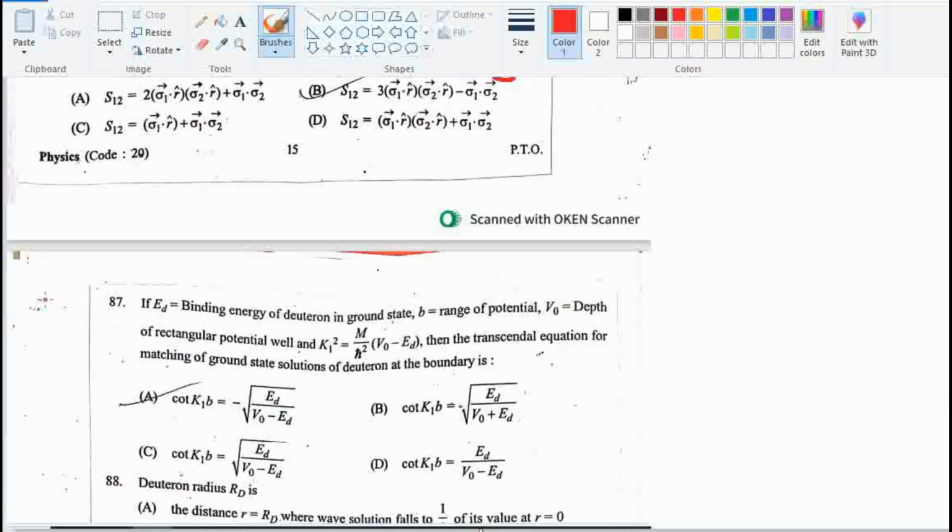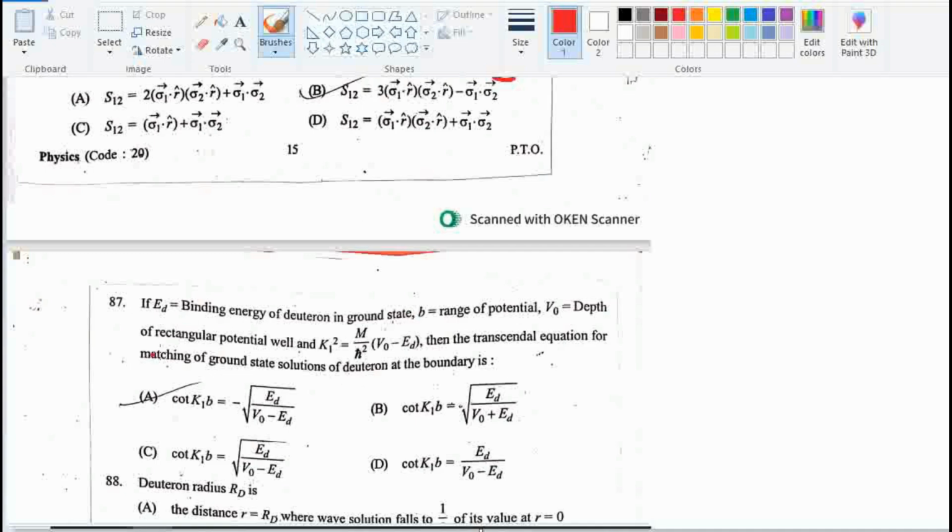Okay. Now coming to question number 87, it is given that if ED is the binding energy of the deuteron in the ground state, B is the range of the potential, V naught is the depth of the rectangular potential well, and kappa 1 is root of M by h-bar squared, V naught minus ED. Then find the transcendental equation for matching the ground state solution of the deuteron at the boundary. So how can you find it? First we have to find the wave function in different regions.